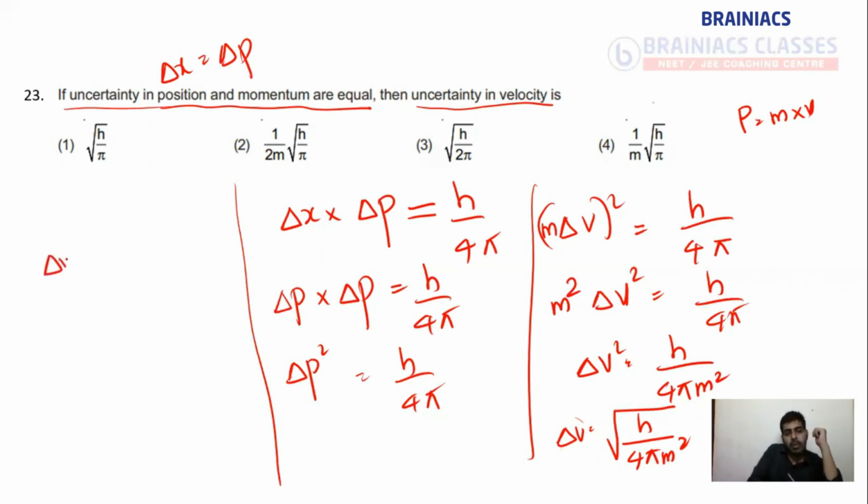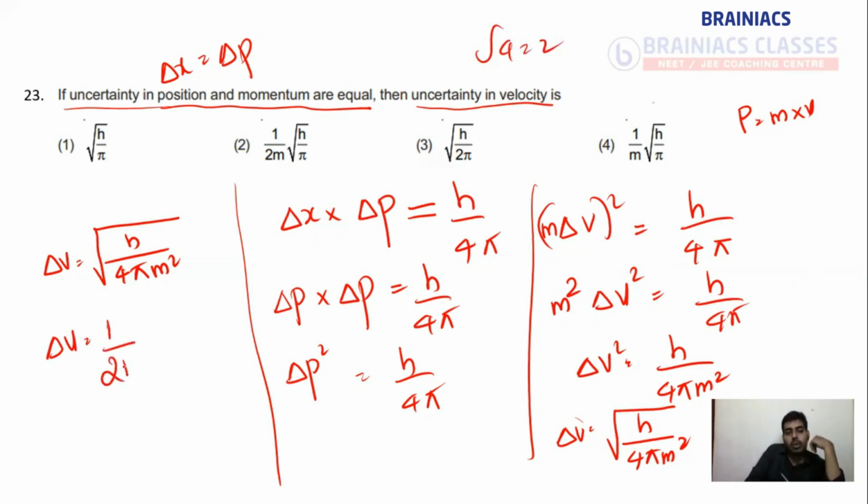So again, now we got root of h by 4 pi m square. Now again, I'm going to shorten this equation. So delta v is equal to root of 4, root 4 is equal to 2, right? So I'm taking 2 outside, so 1 by 2. Now root of m square is equal to m, and h by pi. So 1 by 2m root of h by pi. Answer option 2, 1 by 2m root of h by pi.